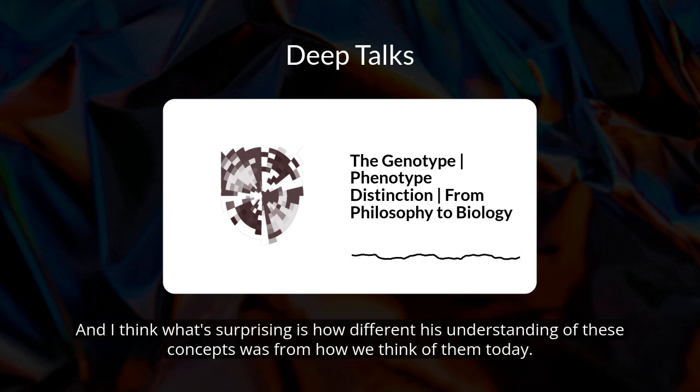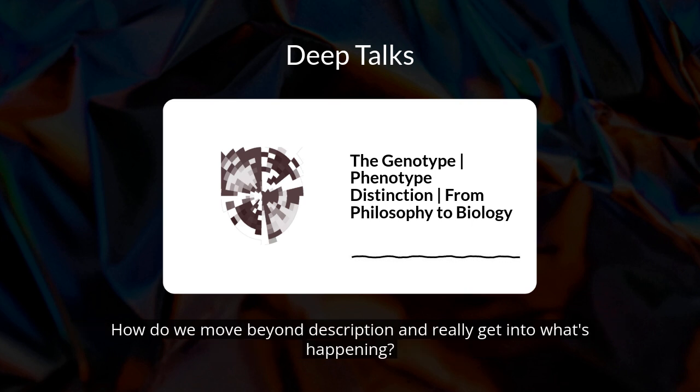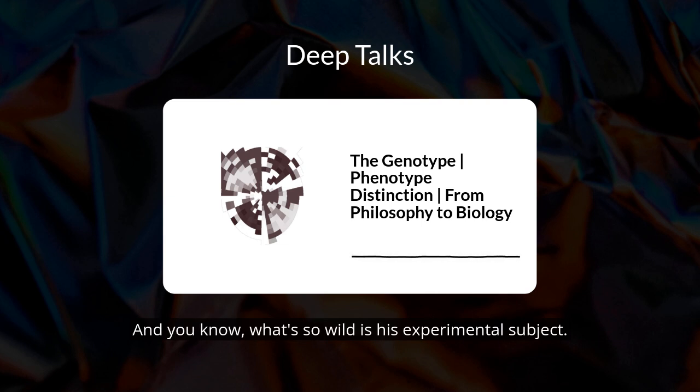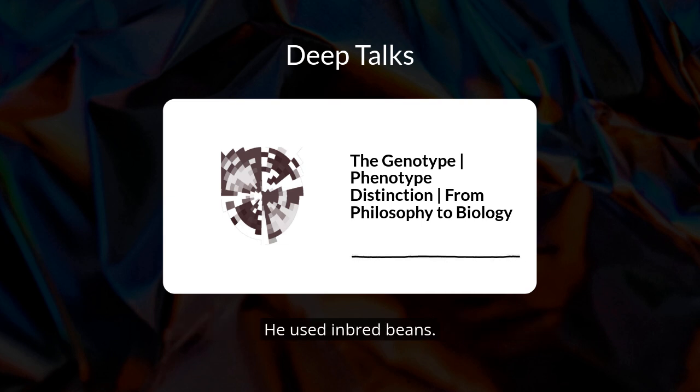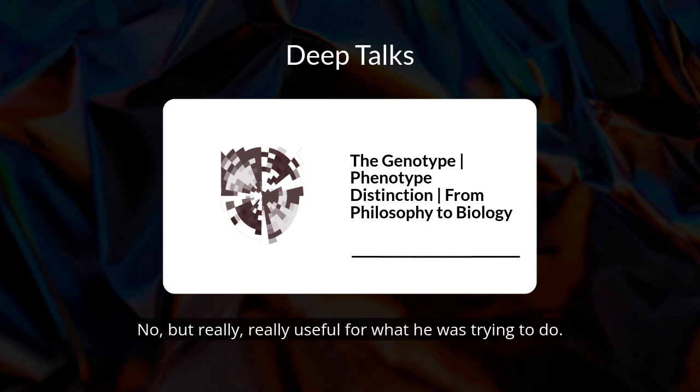Yeah. And I think what's surprising is how different his understanding of these concepts was from how we think of them today. Oh, yeah, absolutely. Back then, he was really grappling with this problem of, how do we make heredity a truly experimental science? How do we move beyond description and really get into what's happening? Like, stop just talking about what we see and actually poke around and figure out what's going on. Exactly. And what's so wild is his experimental subject: he used inbred beans. Beans. Yeah. Not exactly the most glamorous scientific subject, right? No, but really useful for what he was trying to do.